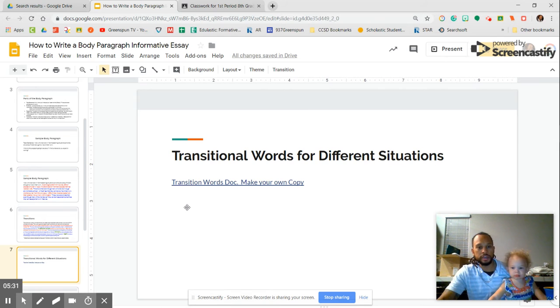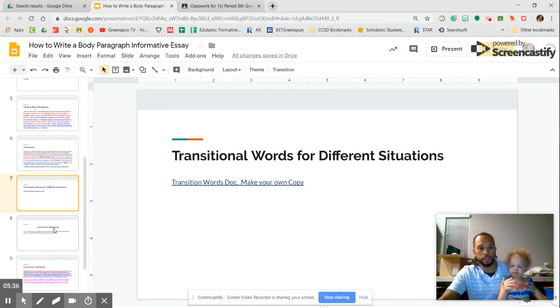Okay, you see here on this slide is a transition words document. You can make your own copy. Okay, similar to one we used at the beginning of the year.